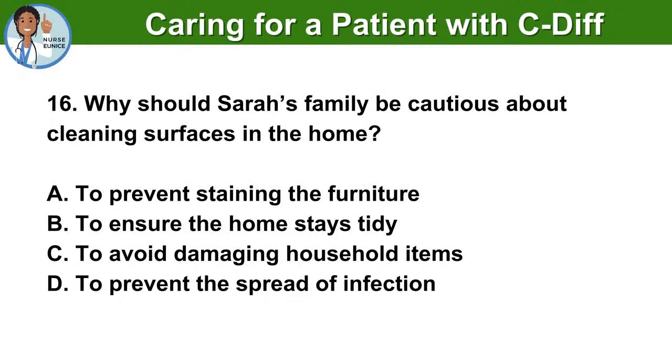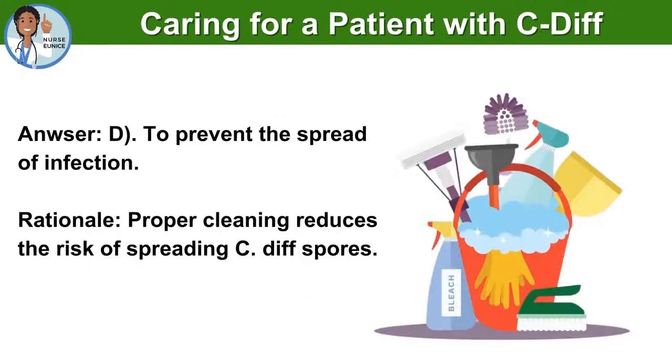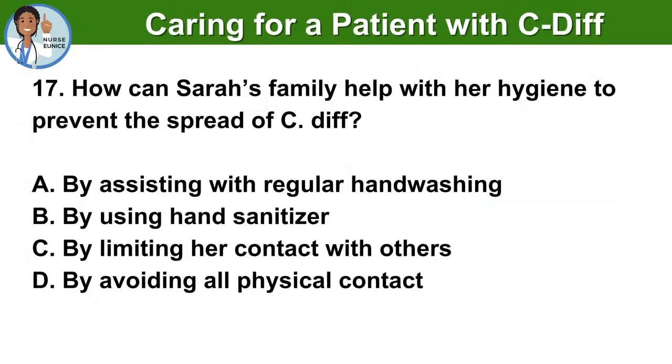Question 16, why should Sarah's family be cautious about cleaning surfaces in the home? Is it A, to prevent stain in the furniture, B, to ensure the home stays tidy, C, to avoid damaging household items, or D, to prevent the spread of infection? Because we know that Miss Sarah is going to be mad if you use a bleach wipe on her wood surfaces. But it's not about her wooden surfaces right now. It's about making sure that she is safe and that she gets well. So what is the correct response? 100% of you all gave me the correct answers. Very good. D, to prevent the spread of infection.